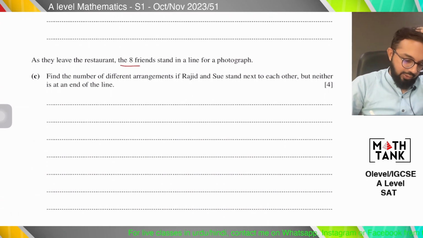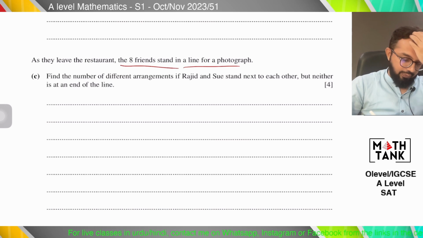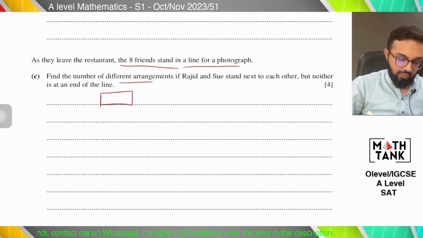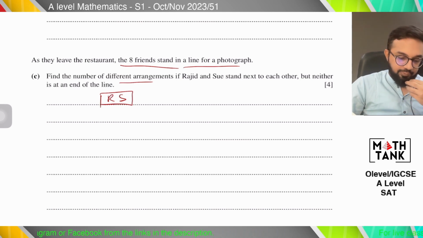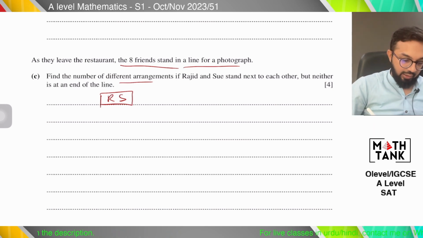Then as they leave the restaurant, the 8 friends stand in a straight line for a photograph, and we need the number of different arrangements if Rajan and Sue stand next to each other, but neither is at the end of the line. So there are 6 other people. So 1, 2, 3, 4, 5, 6, 7, and 8.